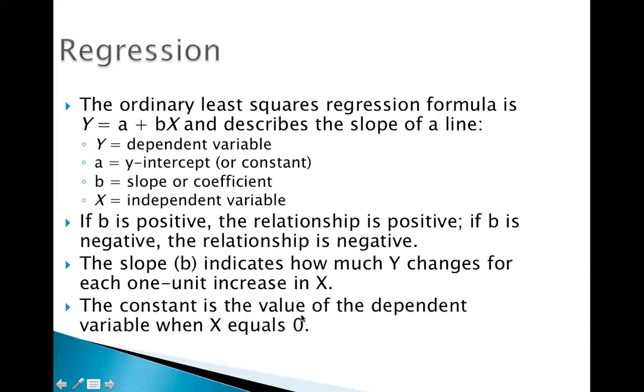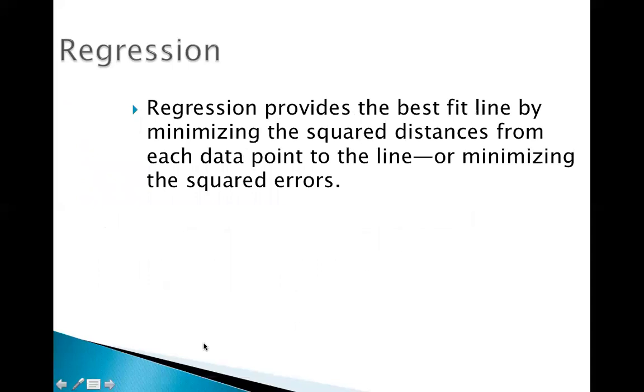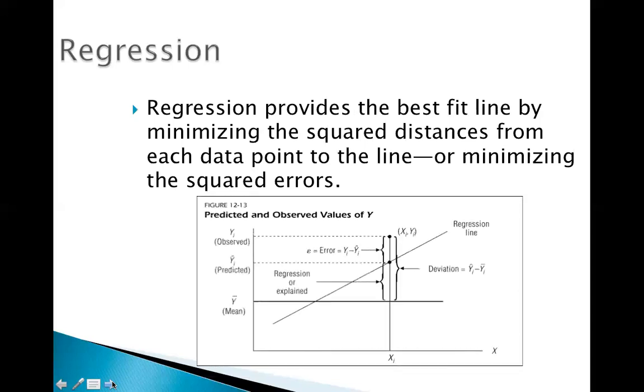And then again, the constant is the value of the dependent variable when X equals 0. So again, when those lines intersect. So for many of our research questions, it's not always really valid to refer to what the constant is, but sometimes it might be. So what a regression model does, it provides the best fitting line by minimizing the squared distances from each data point to the line.